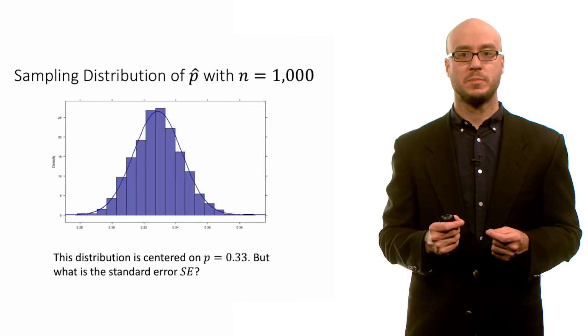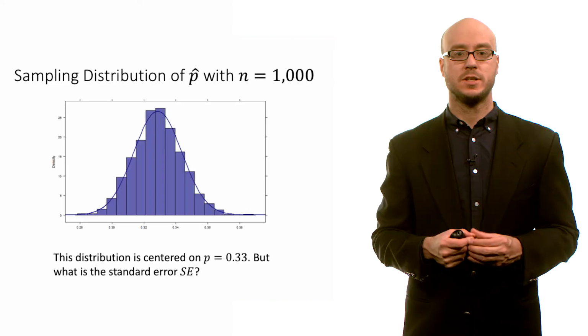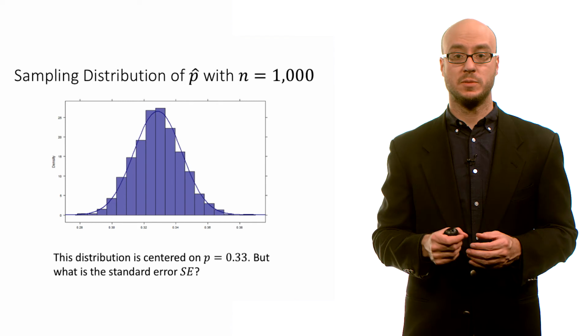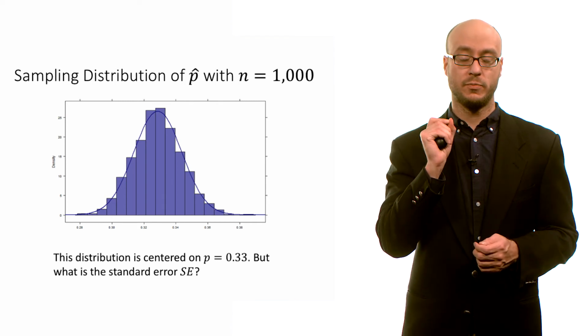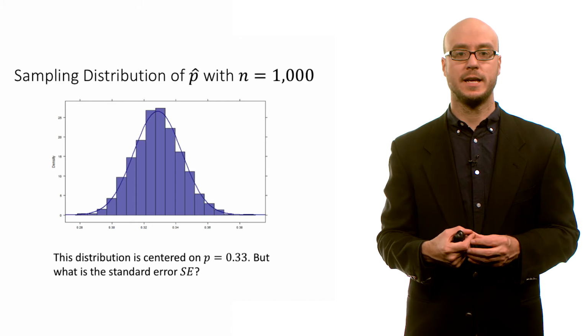So let's examine the sampling distribution of p-hat with a sample size of 1,000. Right? So this is a sampling distribution. Just to recall, we've taken many random samples from the population, and each time we take a random sample, we calculate a p-hat, and then we make a distribution of those p-hats. In this case, the distribution is going to be centered on p of 0.33. This is the census from Turin, Italy data.